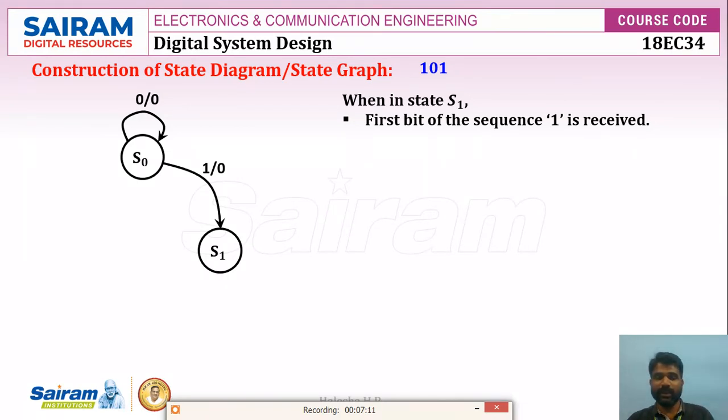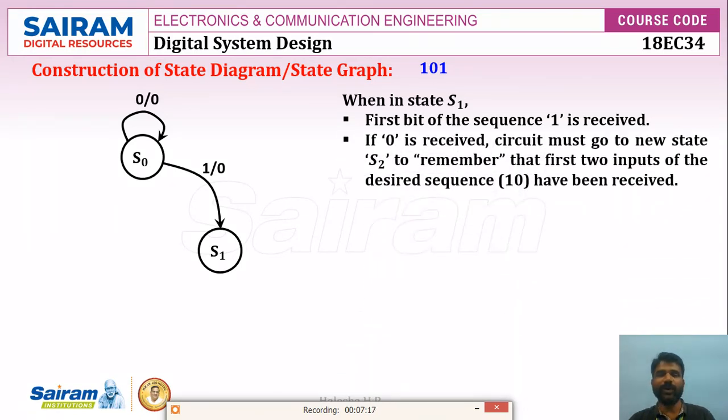received. Suppose again here only two possibilities, either we receive 0 or 1. If we receive 0, that is our second bit, so it will go to a new state S2 to remember that the first two bits, the two inputs 1 0, are received. So it will go to S2 when the input is 0, but still the output is 0.